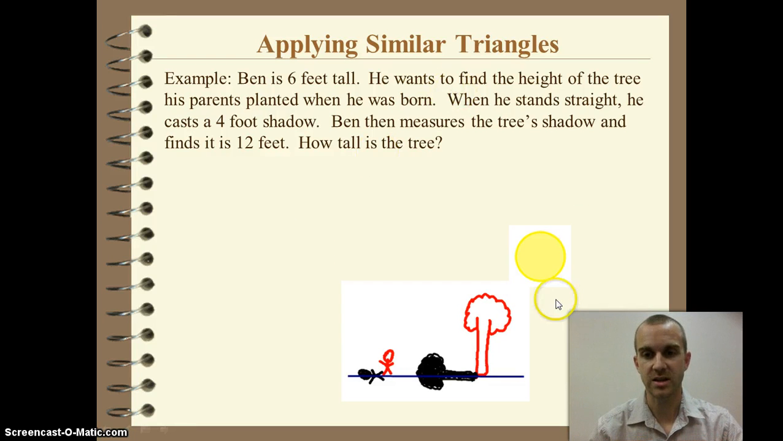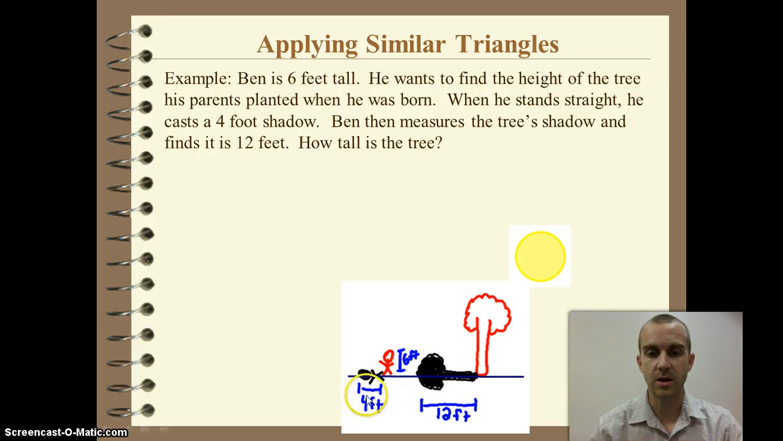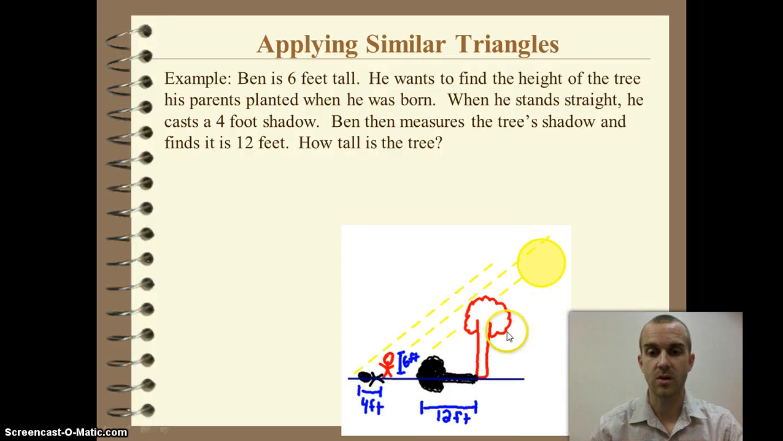So here's my image. I got the sun shining, got my tree and my shadows. I can measure what I know. I know that this is 4 feet. I know Ben's 6 feet. I know the tree shadow is 12 feet. And I want to know the height.